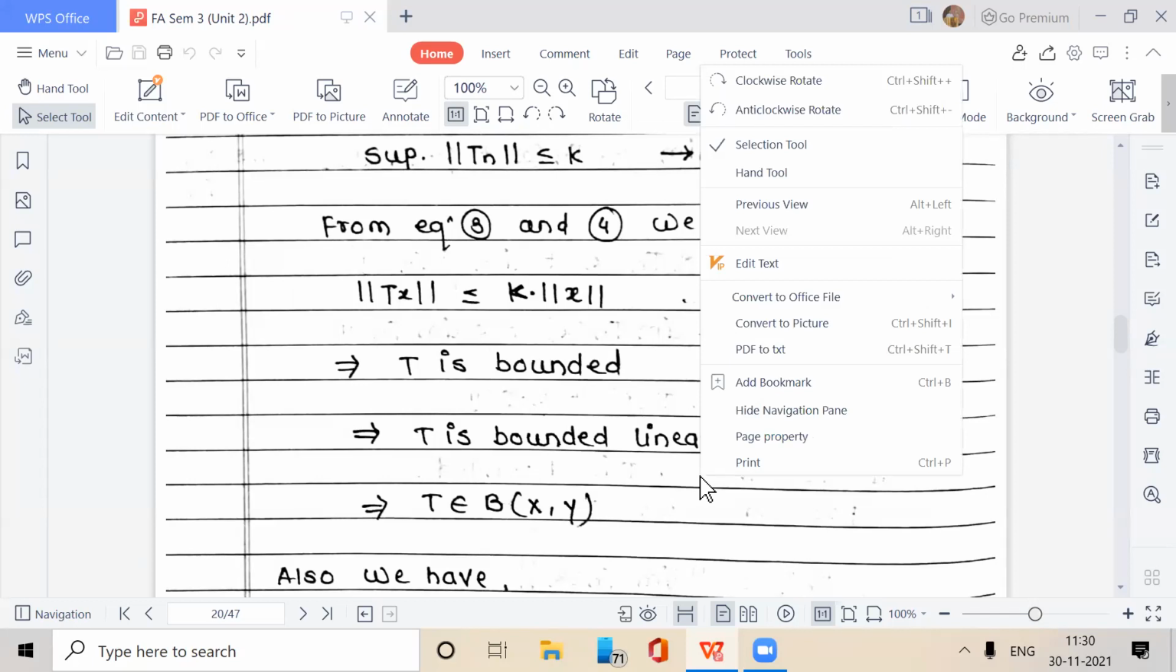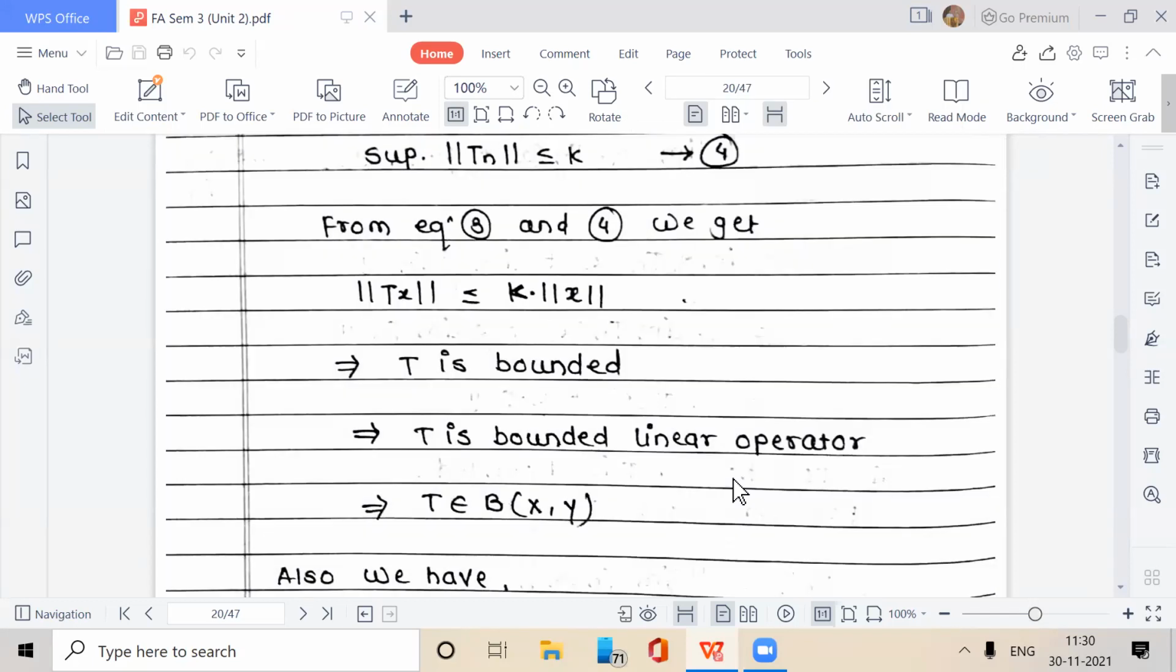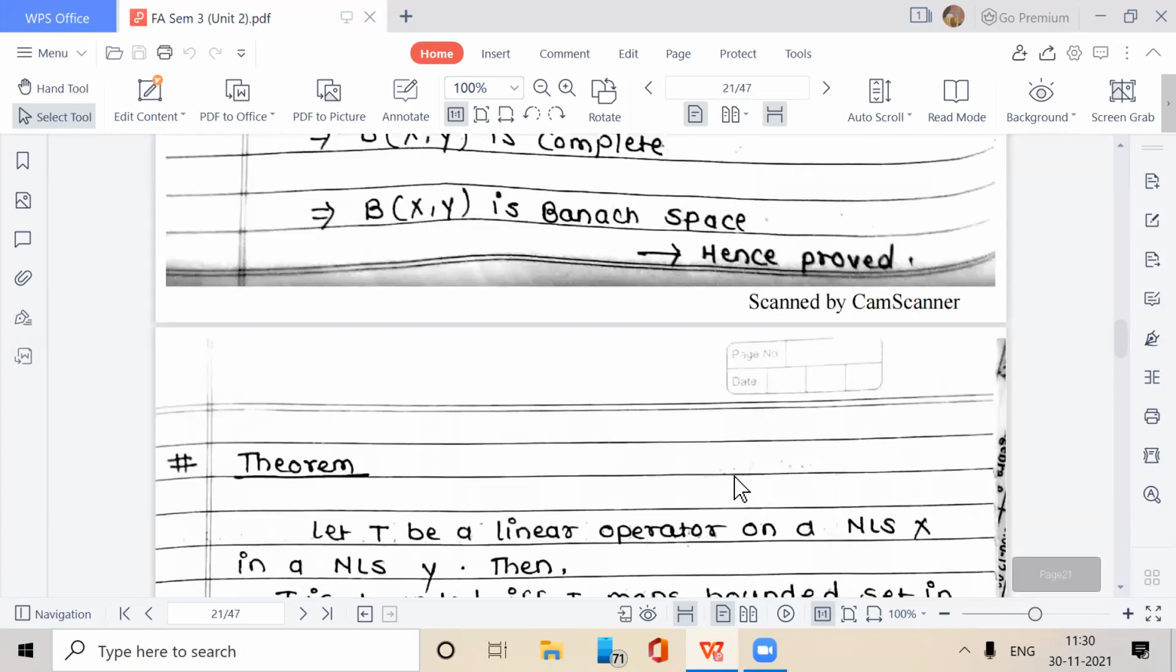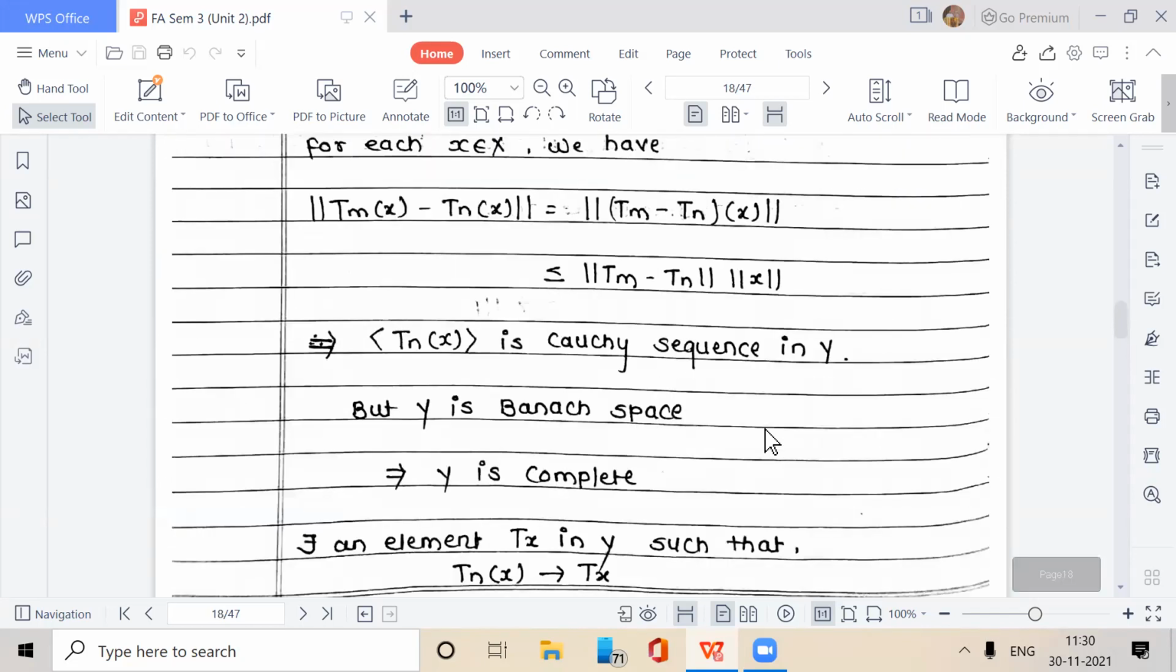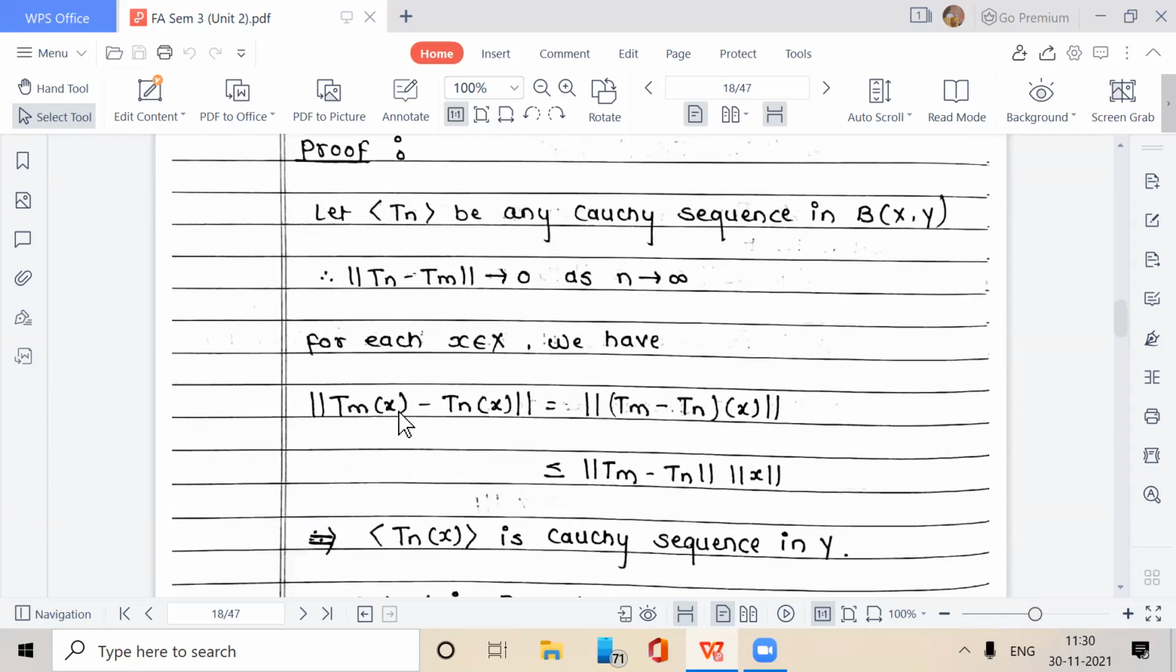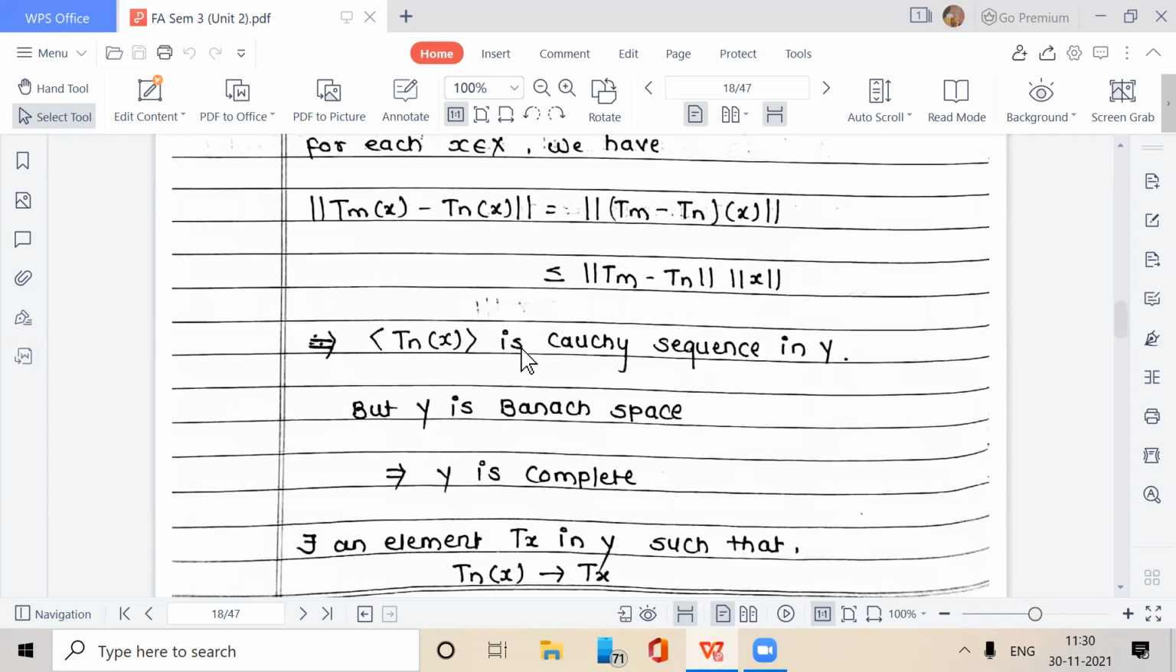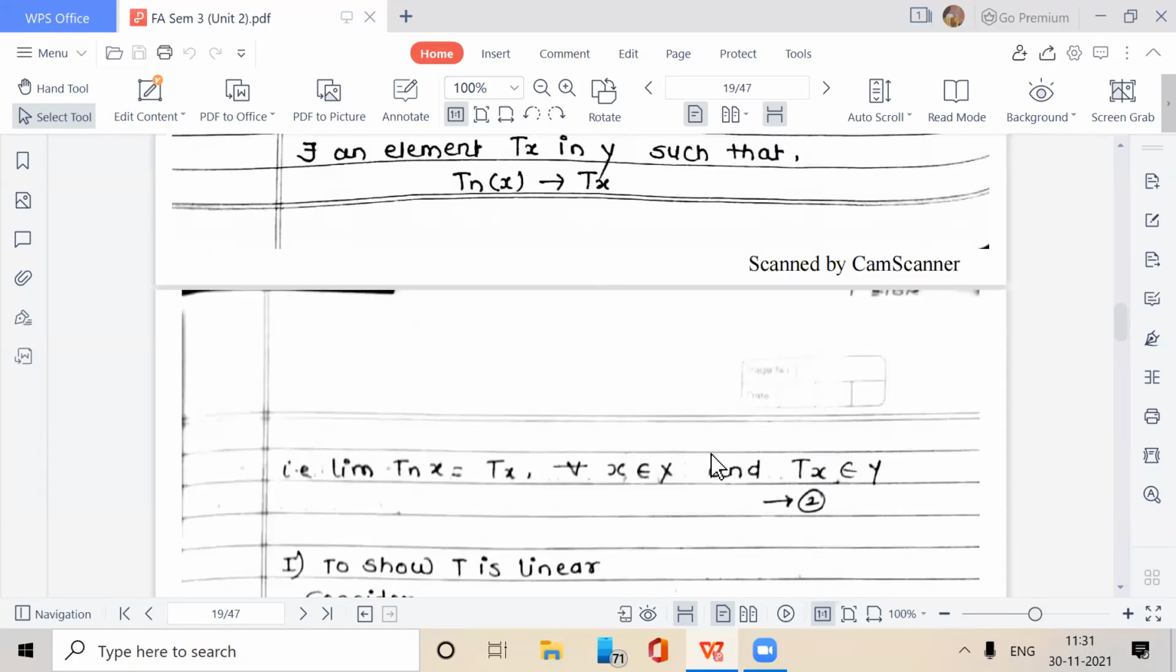Now we have to prove. It is not proved here that B is a Banach space. Now we have to prove that Tn converges to T. The third part of theorem is not given here. I will give you in notes. We have to prove that Tn converges to T. Yes, we have proved that Tn converges to T in first part. Here norm of Tm of x minus Tn of x less than or equal to norm of Tm minus Tn into norm of x. Hence, Tn of x is a Cauchy sequence which converges to T of x.